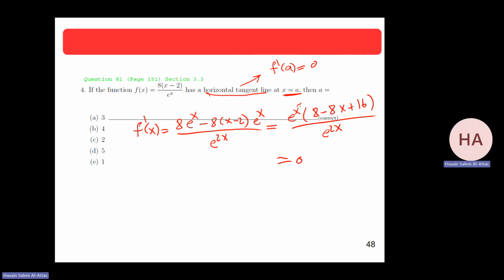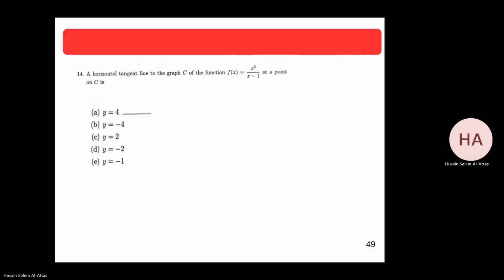So this is actually cancelled. I have here e to the power x. Okay, so I have 24 minus 8x equals 0. So I have x equals 3. Horizontal tangent line. He wants the horizontal tangent line. So I need to find f prime equals 0.